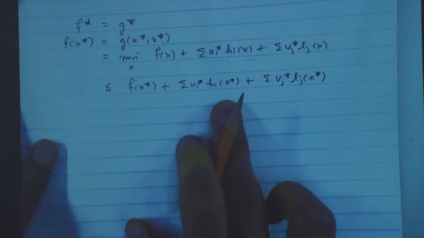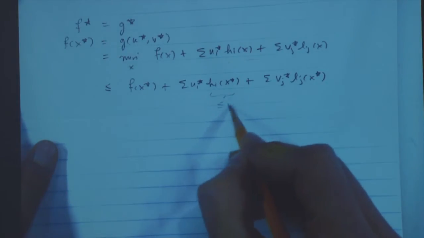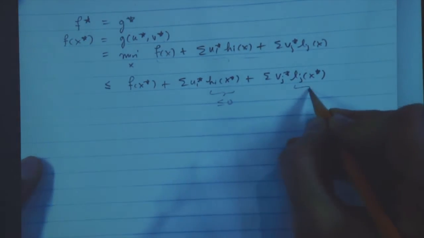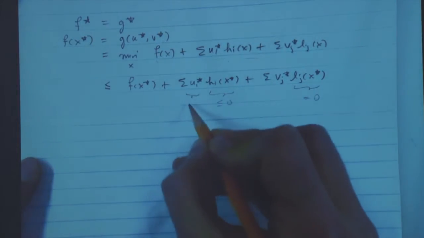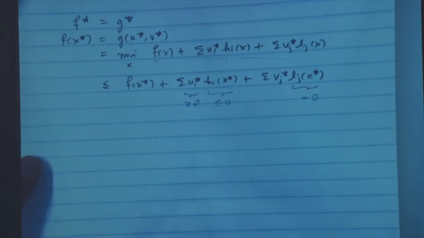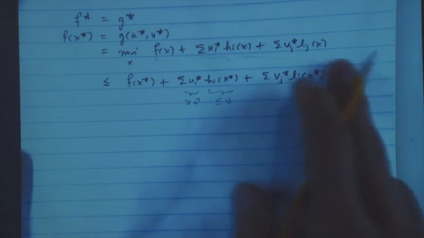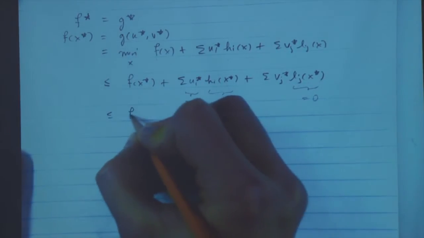And now, since x star is feasible, what do we know? We know this is less than or equal to 0. X star must be feasible since it's a solution, there's no doubt about that, so it must satisfy the constraints. This is equal to 0. And u_i is bigger than or equal to 0 because it's a dual solution, so of course it must be feasible too. So this whole term here is less than or equal to 0, which means that this is less than or equal to f of x star.